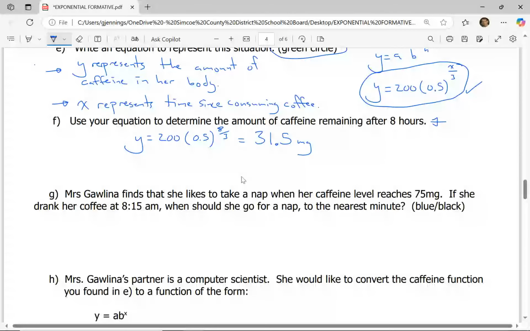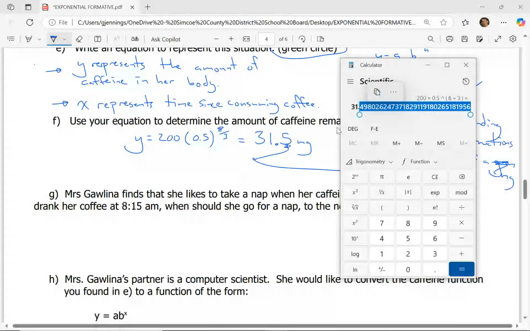I should have rounding instructions here. So pretend I said to the nearest tenth of a milligram. Okay? Because rounding to the nearest tenth means give me the tenths place. And if we look at this here, it's got 0.498 blah blah blah. Even if I ask you to round to the nearest hundredths, it's still 31.5. So it's a very accurate type of rounding there.